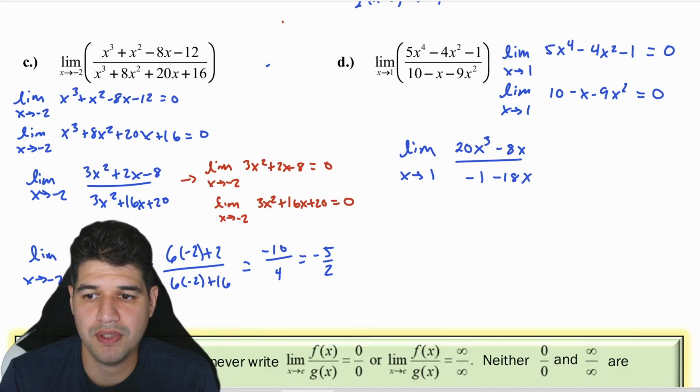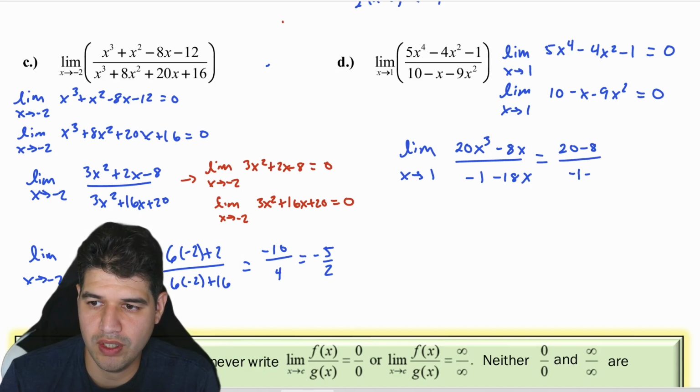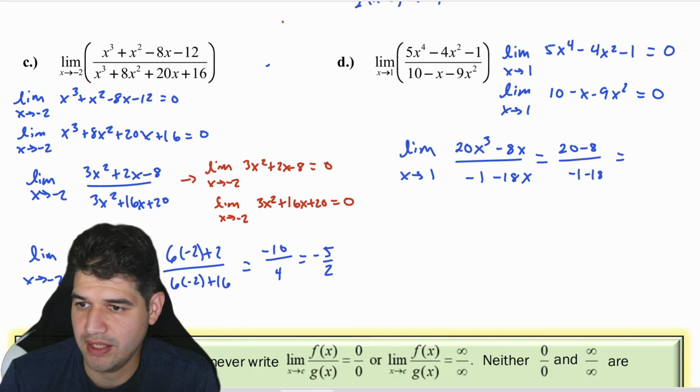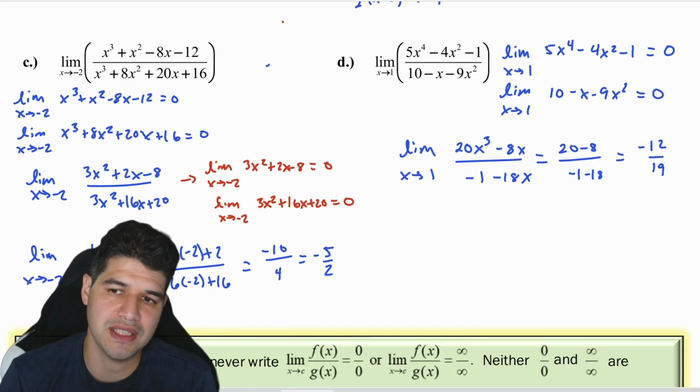Okay, now can I plug in 1? Yes, I can. That is going to get 20 minus 8 in my numerator, over -1 minus 18, which is going to be 12 over -19. So it's all negative, so -12 over 19. And so that is what that limit comes out to be, right?